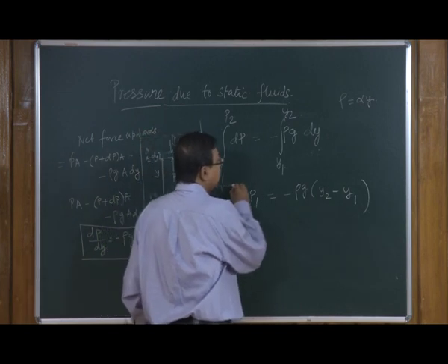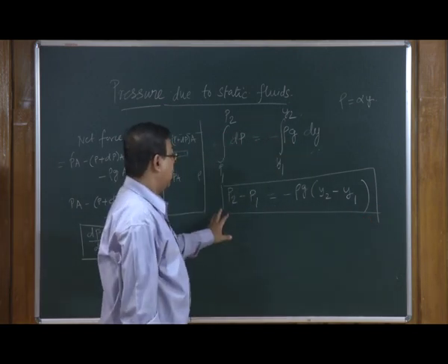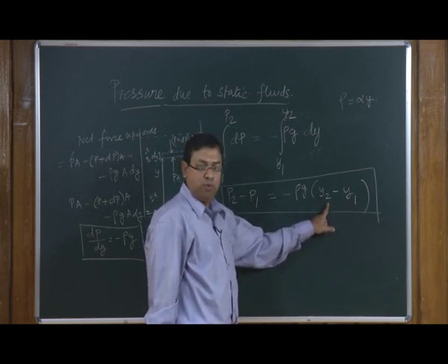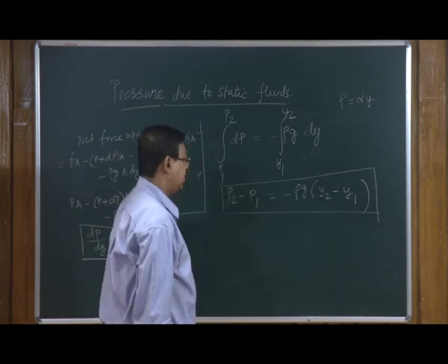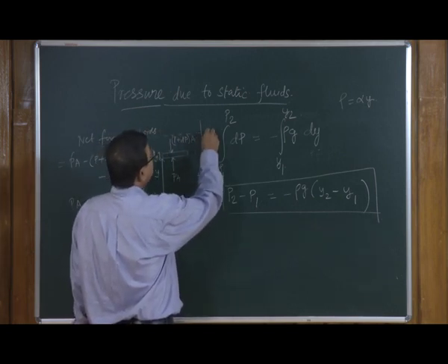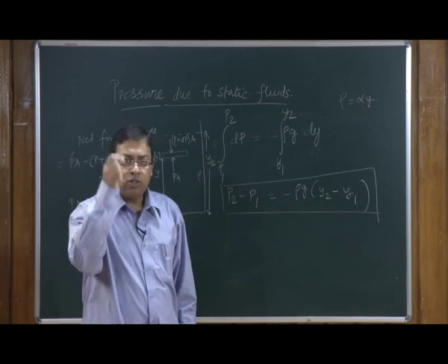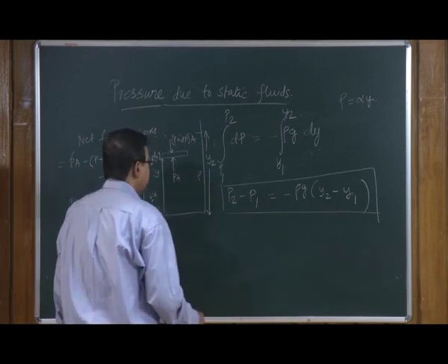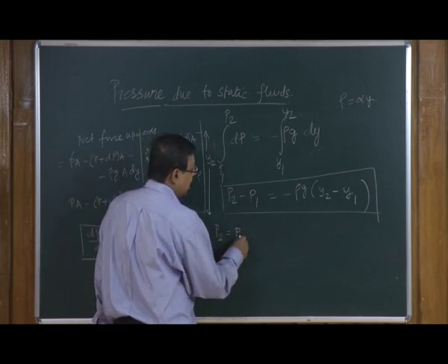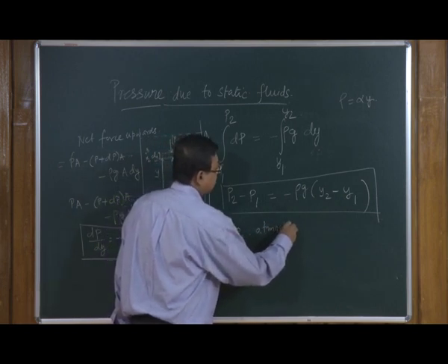So this is how the pressure difference between two points varies with the distance of the two points measured from the bottom of the container. Now let us assume that my y2 is the entire height of the water column measured from the bottom, in which case my P2 becomes simply equal to P0, which is the atmospheric pressure.